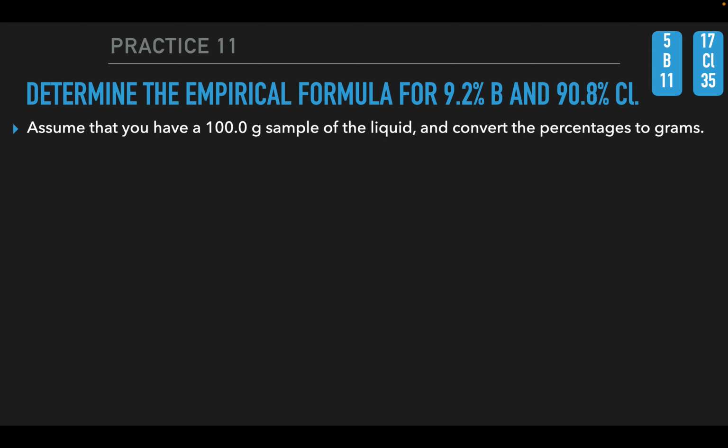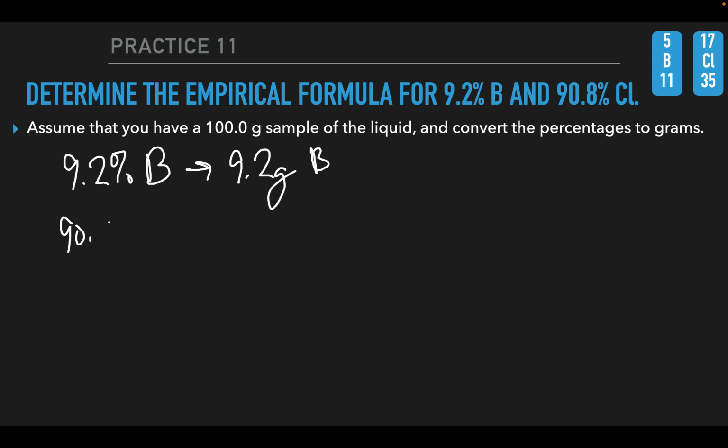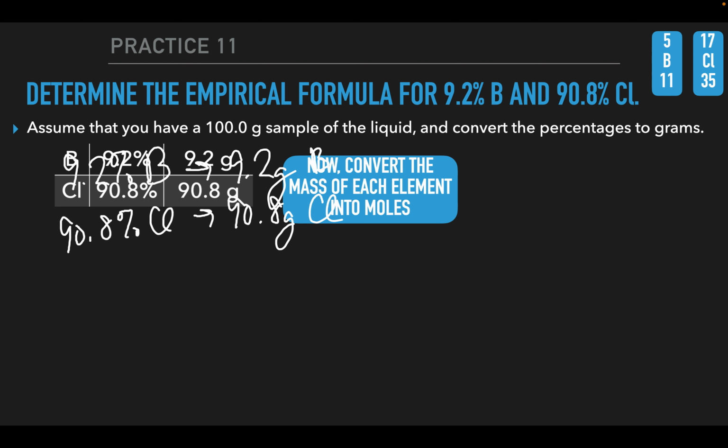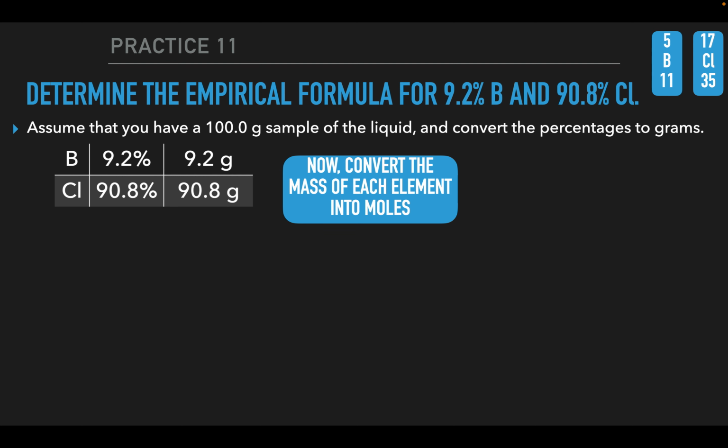Practice problem number 11. Assume that you have a 100 gram sample of this liquid, as we talked about. So I have 9.2% boron, which I'm going to say is 9.2 grams of boron. Then I have 90.8% chlorine. We're going to change that to 90.8 grams of chlorine. Looks neater when you type it.